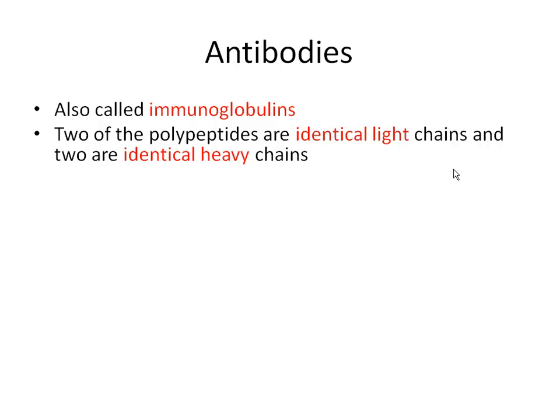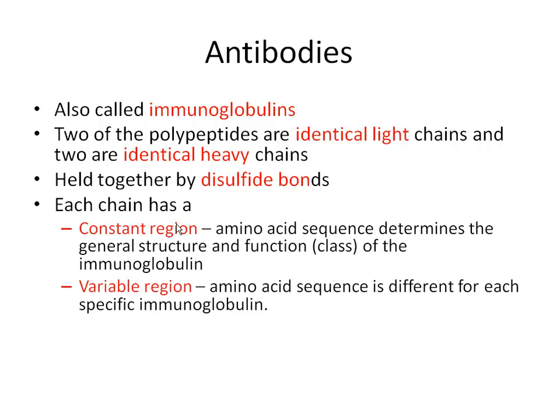All right, let's go into a little bit about antibodies. Antibodies are also called immunoglobulins. Two of the polypeptides are identical light chains, and two of them are identical heavy chains. They are held together by disulfide bonds, which we learned back in Chapter 3. Each chain has two different regions, a constant region and a variable region. In the constant region, the amino acid sequence determines the general structure and function of the immunoglobulin. In the variable region, the amino acid sequence is different for each specific immunoglobulin.